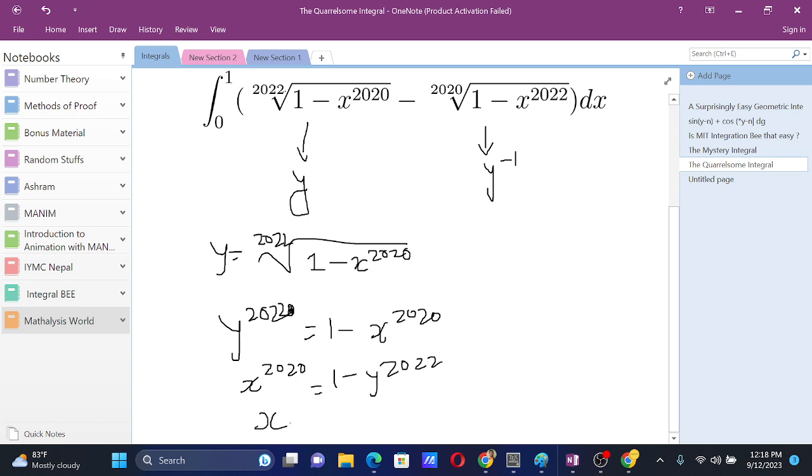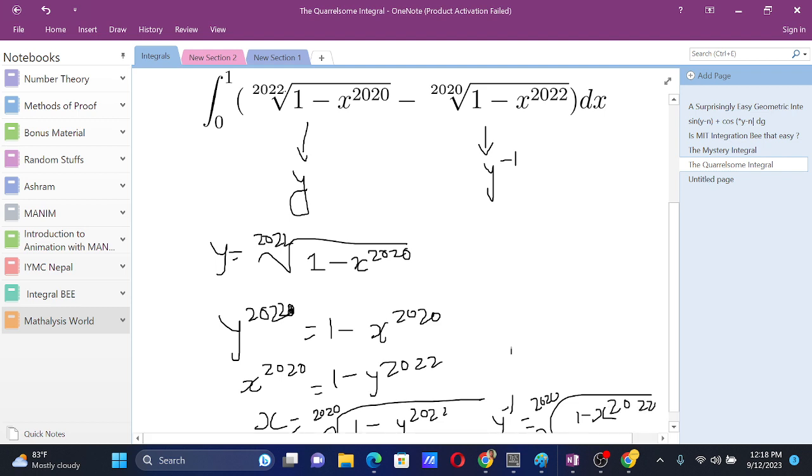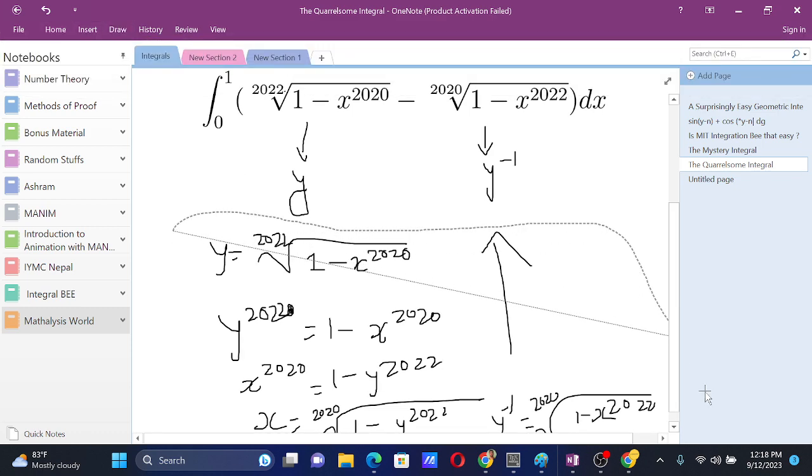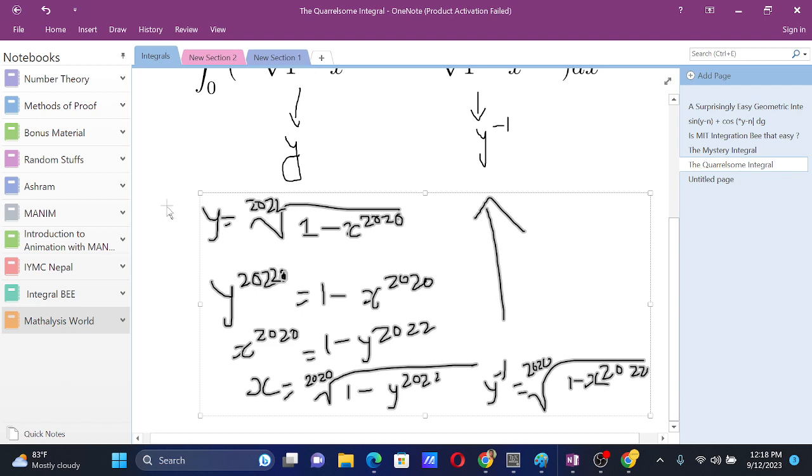So x equals the 2020th root of 1 minus y to the power 2022. So you see y inverse is just the 2020th root of 1 minus x to the power 2022, which is exactly this thing over here. Now we are sure that the second one is the inverse of the first one.